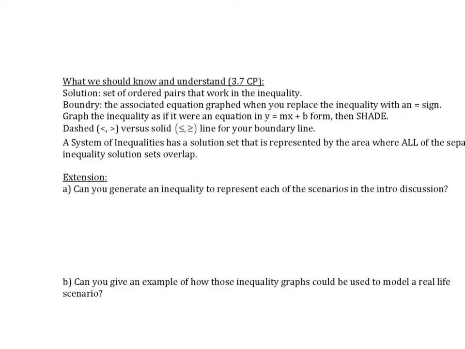It says, what we should know and understand. A set of ordered pairs that work in an inequality. Again, if you go to that previous page, anything in that double shaded area has points that work for both inequalities. The boundary is the associated equation graphed when you replace the inequality with an equal sign. I'll show you what that means in a minute. Graph the inequality as if it were y equals mx plus b form, then shade. Dashes versus solid lines. I don't think these are things that we know and understand yet.